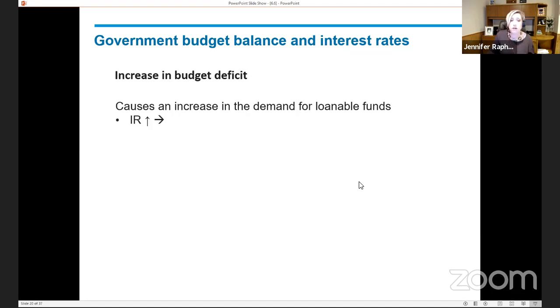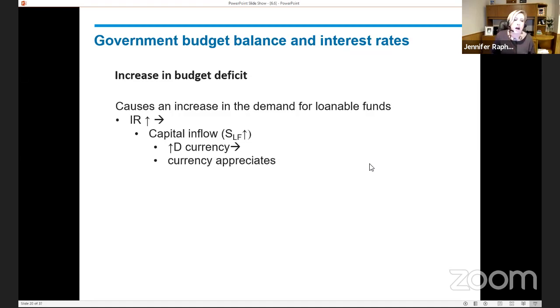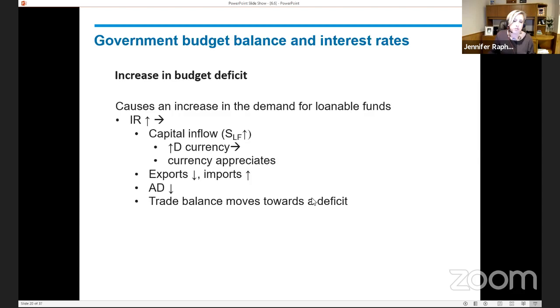We know that's going to drive up interest rates. When interest rates rise, capital is going to flow into the country. The supply of loanable funds is going to increase. There's going to be an increase in the demand for the domestic currency. The currency is going to appreciate in value. When the currency appreciates, exports go down, imports go up, aggregate demand goes down. And we know that when exports go down and imports go up, the trade balance moves towards a deficit.